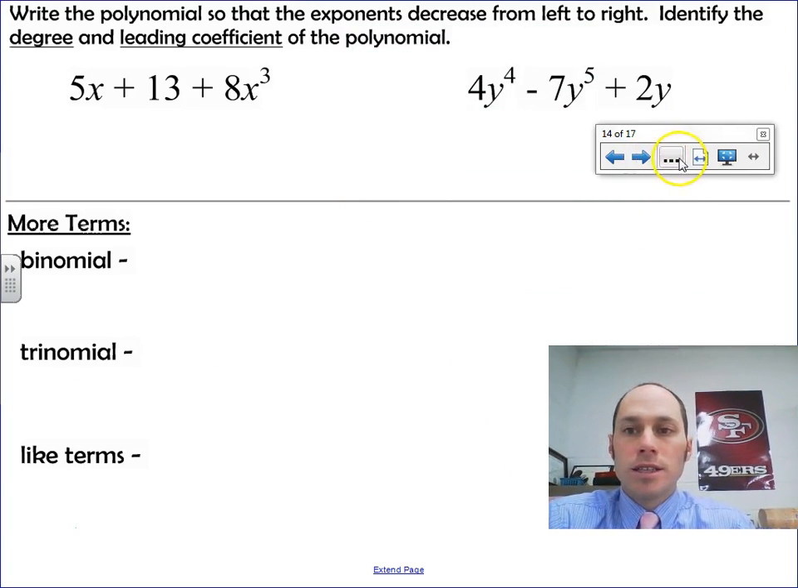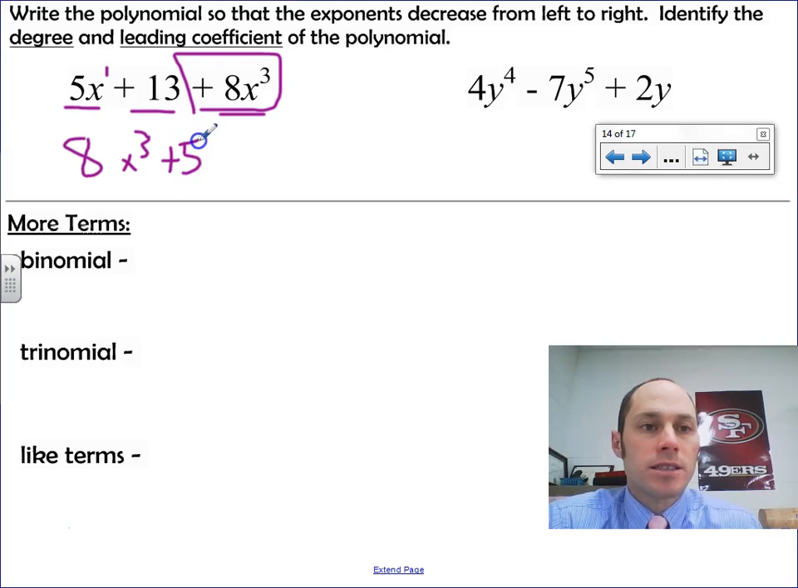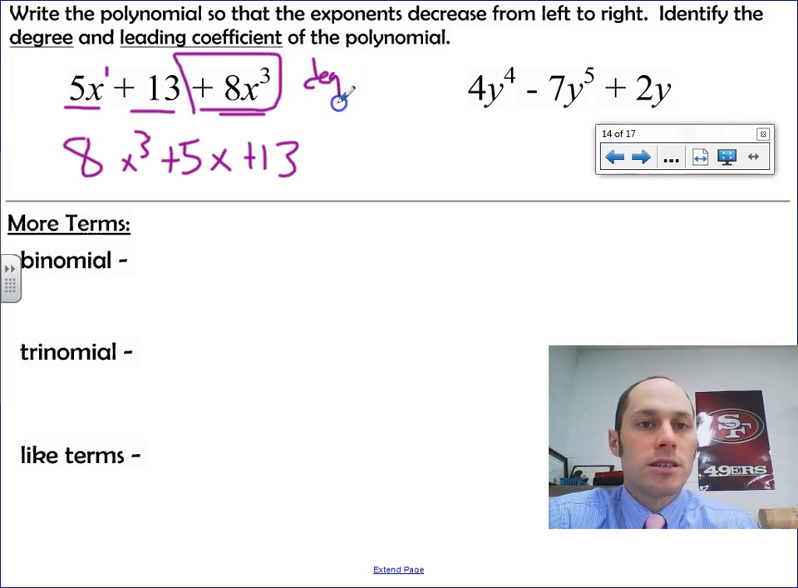Okay, so let's take a look now at how we would rewrite these. So I need to look at my terms. I have three terms. My largest term in degrees is right here, so I'd have 8x to the third. And then this is degree 1, so it's positive, so plus 5x. And then plus 13. Okay, so this would be a third degree trinomial. The degree is the largest that we have, degree 3. Leading coefficient would be 8. We would call this a trinomial because it has 3 terms.